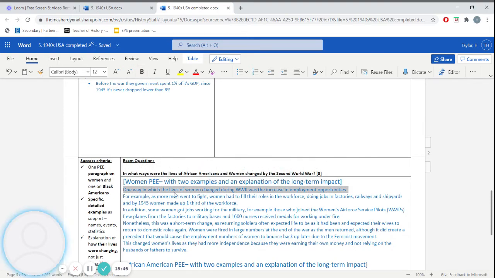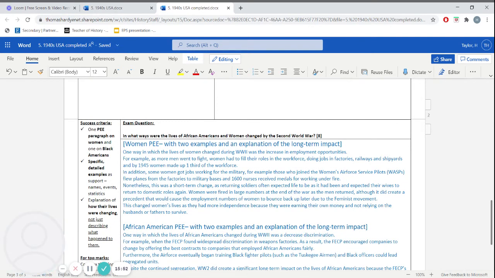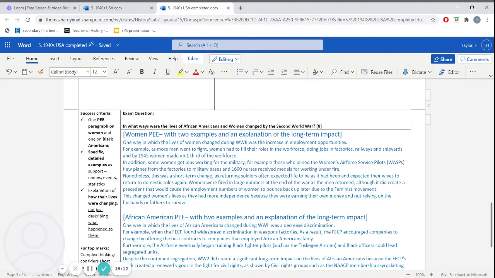So one way in which the lives of women changed during World War I was the increase in employment opportunities. And then I've backed that up. For example, as more men went to fight, women had to fill their roles in the workforce, doing jobs in factories, railways, shipyards, and in 1945, women made up 1/3 of the workforce. So there I've got a relevant statistic and date as an example.